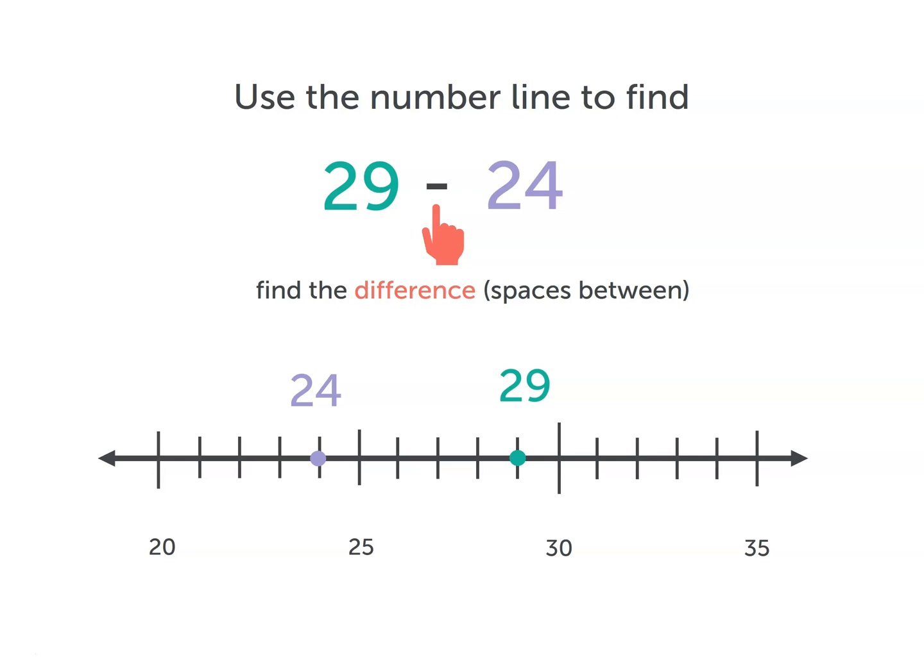Let's count the spaces between 29 and 24, starting with the larger number. So what does this equal? 29 minus 24 equals 5, because there are 5 spaces between them.